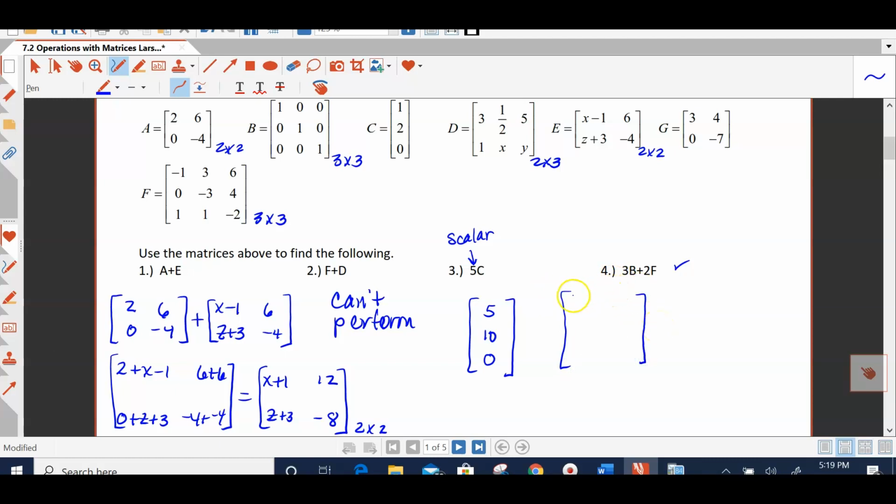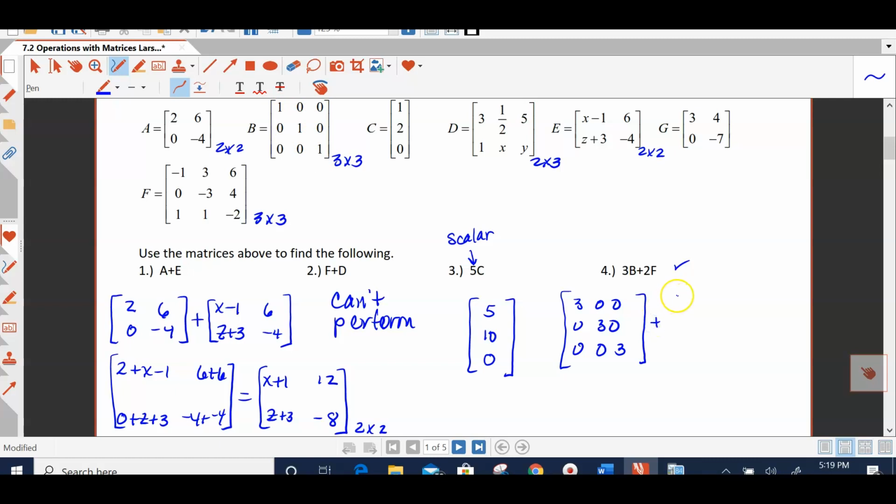Multiplying B times 3 would be 3, 0, 0, 0, 3, 0, 0, 0, 3. Matrix B has 1s across the diagonal and 0s everywhere else. When I multiply it by 3, I basically just get 3s across the diagonal.